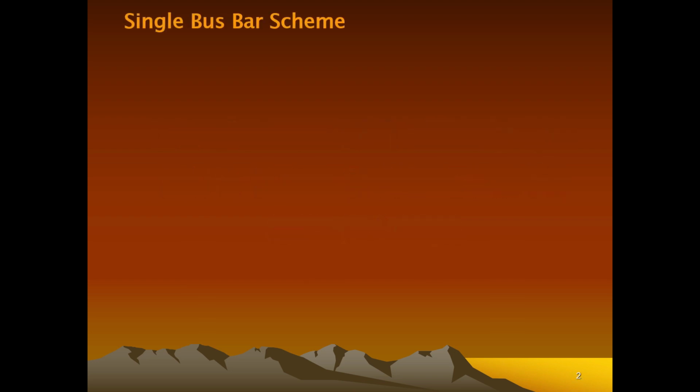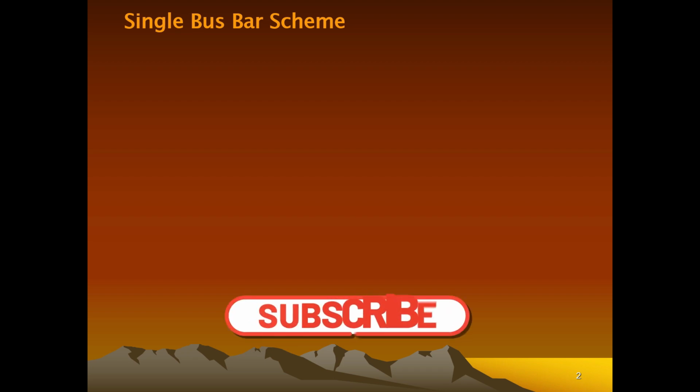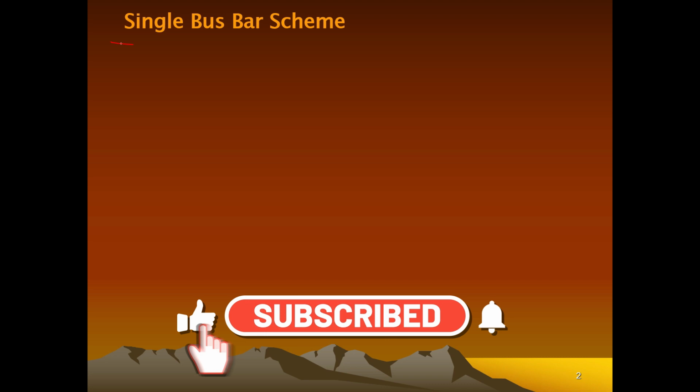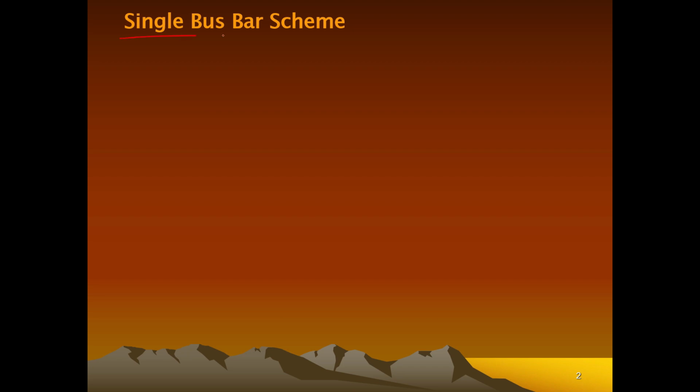So first of all, the simplest and the easiest busbar scheme is the single busbar scheme. So I will start with this single busbar scheme. In the case of the single busbar scheme, as the name suggests, there is only a single busbar to which multiple feeders will be connected. This is why it is called single busbar scheme.